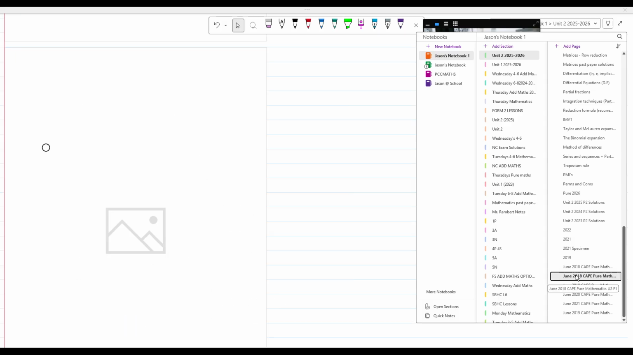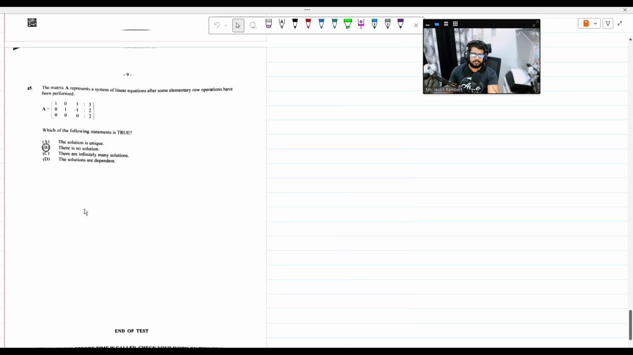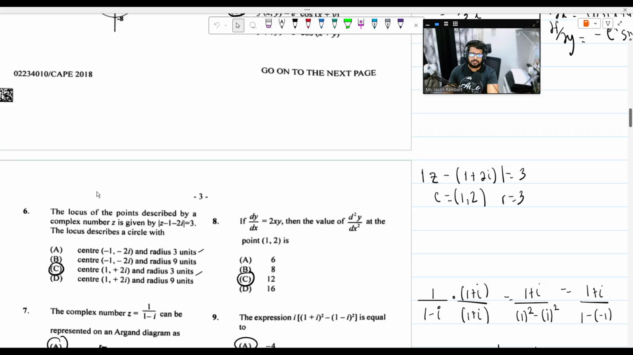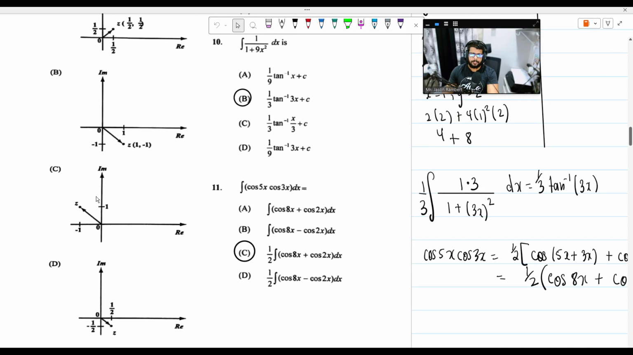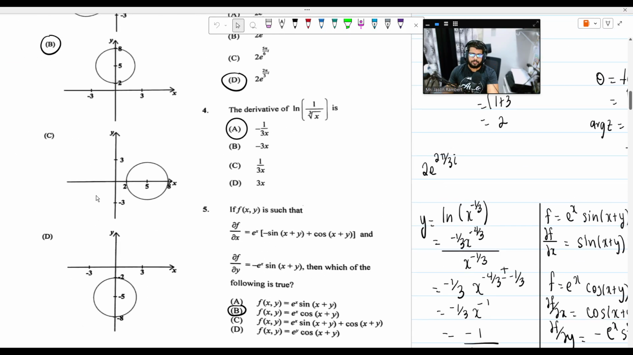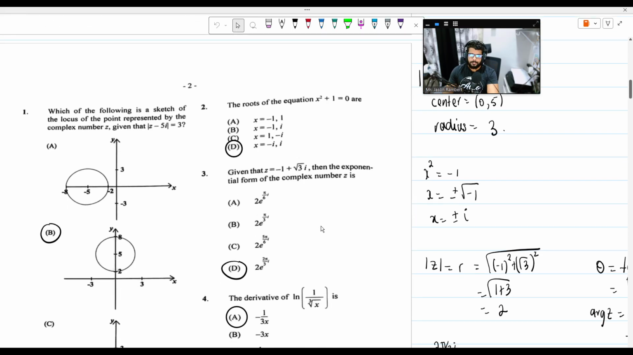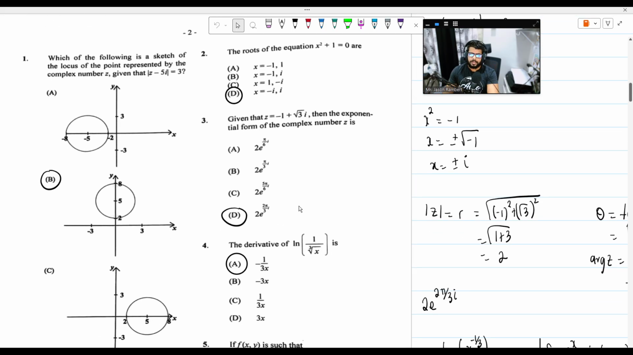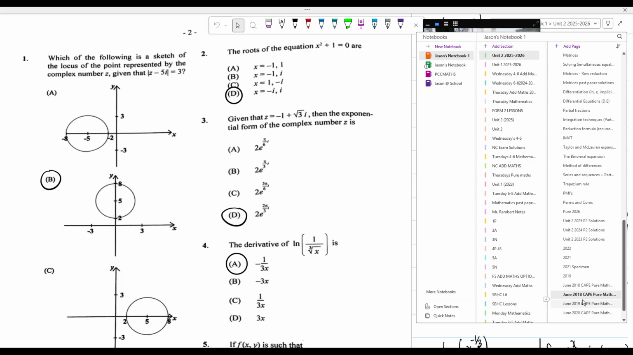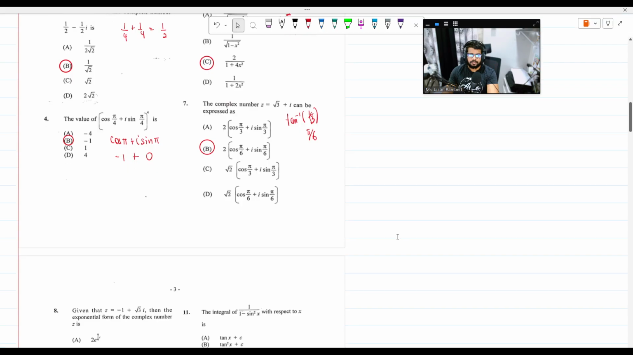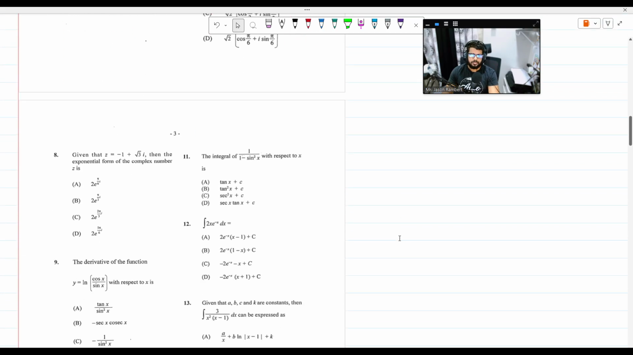Minus 1 plus root 3i. Let's see. Minus 1 plus root 3i. So it's 2e to the 2 pi on 3 i. So the answer is C.